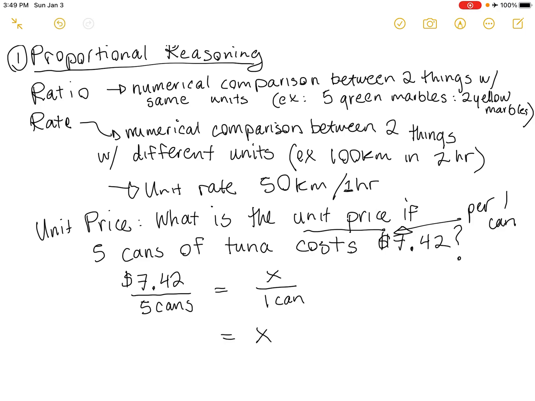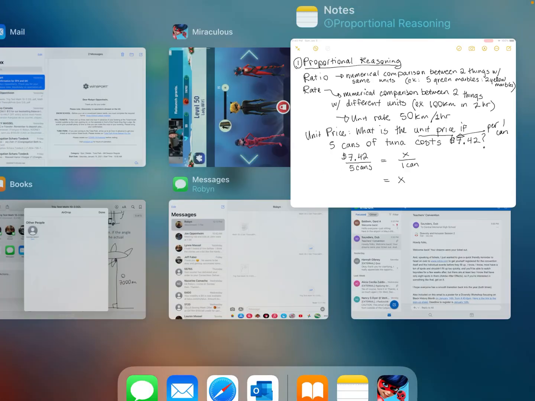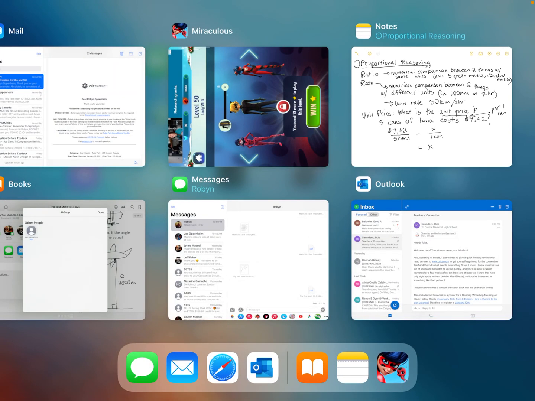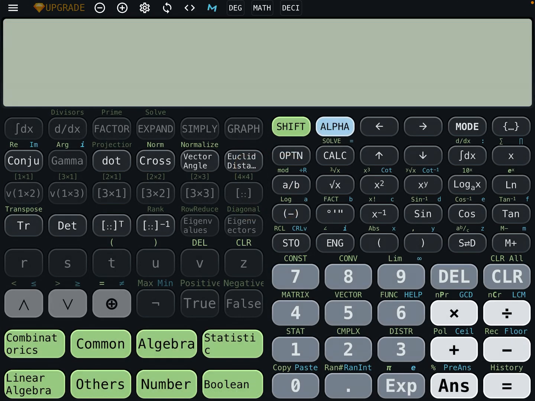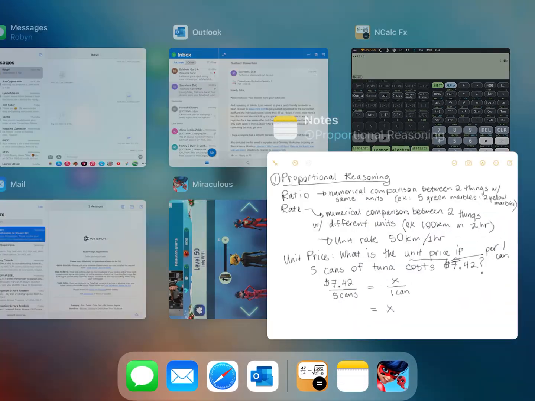To get the unit price, we just need to go 7.42 divided by 5. So I'm going to pull up my calculator, which is here. And I'm going to go 7.42 divided by 5. And I get, oh, evaluator's not ready. What's going on? 1.484. There we go. Okay.